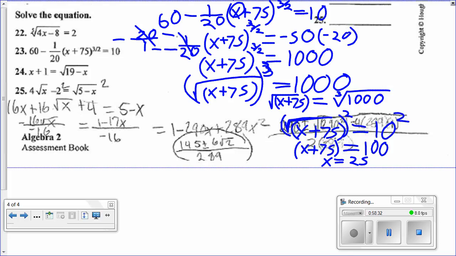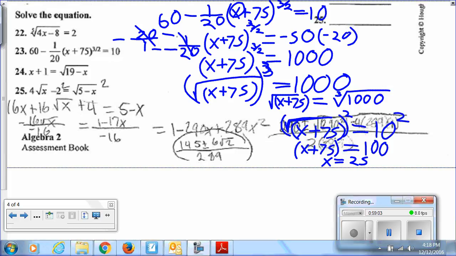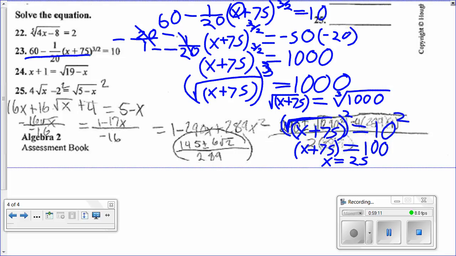We can always check our work when we're solving equations. So we plug in 25 here. That's going to be 100 to the 3/2. I'm going to pause while I check, make sure that's right. Okay, I'm back. I checked the math on it. Yes, plugged in 25 for x, and indeed, if you do all these operations, you will get 10.